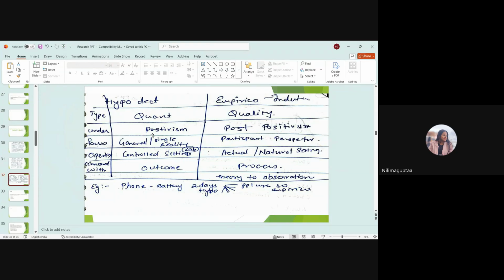Hypodeductive comes under positivism, and empirico-inductive comes under post-positivism. Hypodeductive, like positivism, focuses on a single reality, whereas empirico-inductive focuses on participants' perspectives and other things that science cannot calculate. In hypodeductive there are controlled settings, everything is done in a lab because it's very scientific, but empirico-inductive is very natural, done in an actual setting.